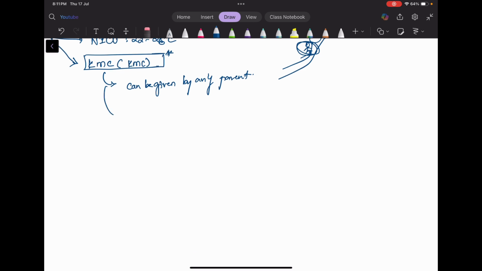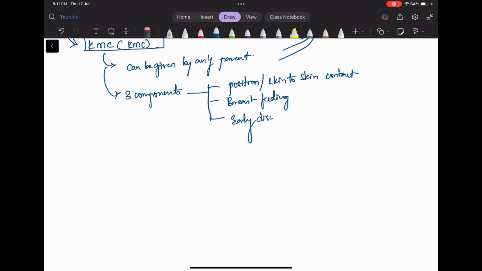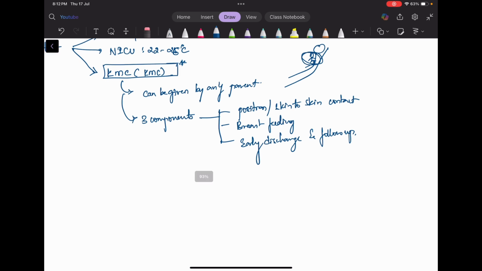So what are the components? Let's talk about it in a small brief. We have 3 components. What and all? Position or skin to skin, as I said, contact, then breastfeeding, early discharge, and follow-up. This is just a crisp part of the KMC. That is also a very important topic that comes under PSM. You can look into that video.